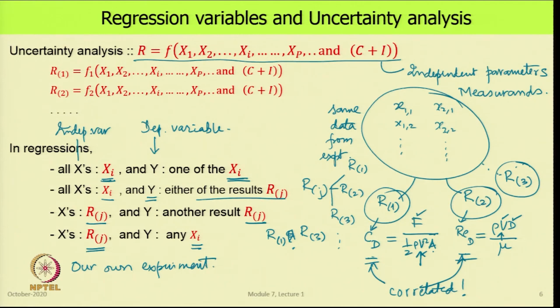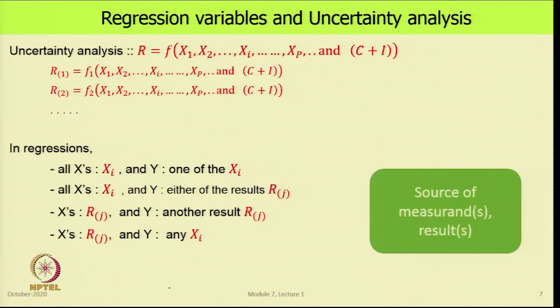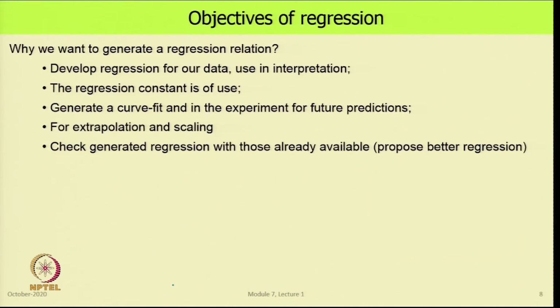Later on we will see how we can modify this and compare the same independent variable between our experiment and somebody else's experiment, but results from our experiment and results from the other experiment. So, next is how do we get the various uncertainties on this. Next we see what are the objectives of regression. So, why do we want to generate a regression relation?